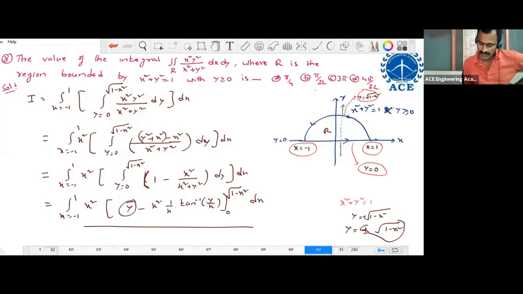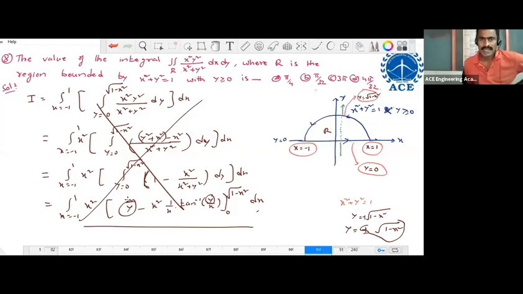Again here, in place of y, we have the square root of 1 minus x squared. After substituting the upper and lower limits, we get a complicated function, and evaluating this integral with respect to x may be difficult. That is why we never do this problem in the Cartesian system. So we make it a simple problem by converting Cartesian to polar coordinates. That is called change of variables.